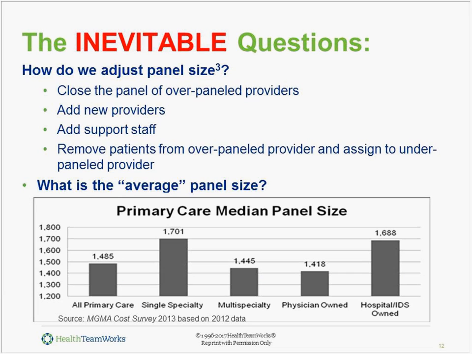This is MGMA's cost survey data from 2013 that was based on 2012 data. You can see here the primary care median panel size. For all primary care, it's around 1,485. For single specialty, it's around 1,700. Multi-specialty, 1,400. Physician-owned, 1,400. And hospital-owned, close to 1,700. These are not what we're telling you your panel should be, but these are based on MGMA data points about what was happening in 2012.